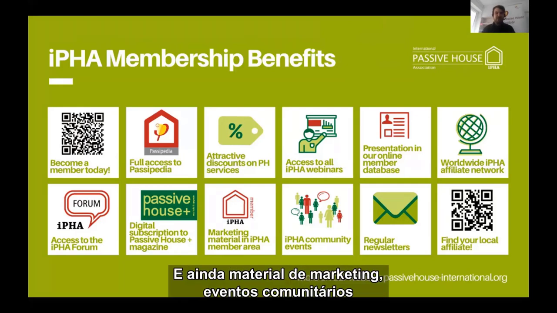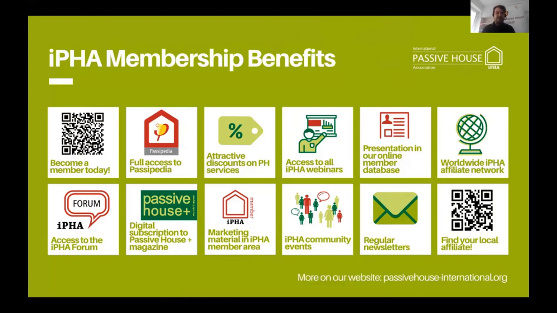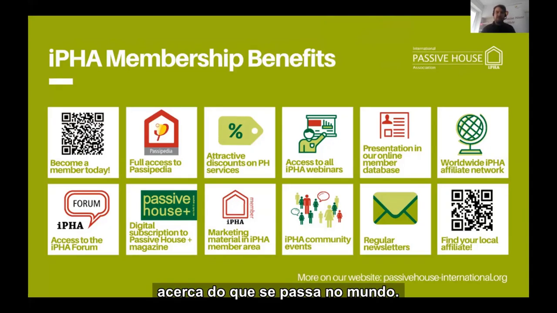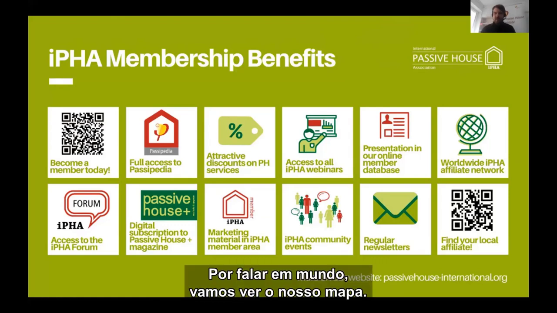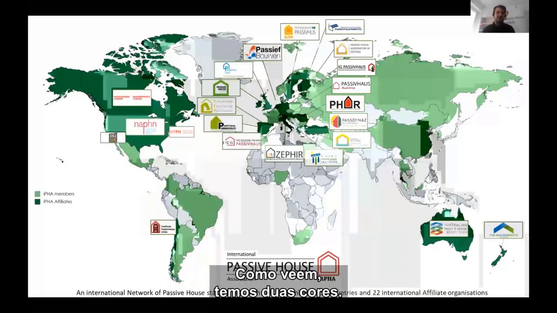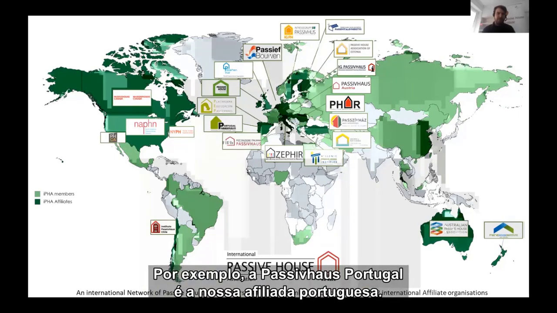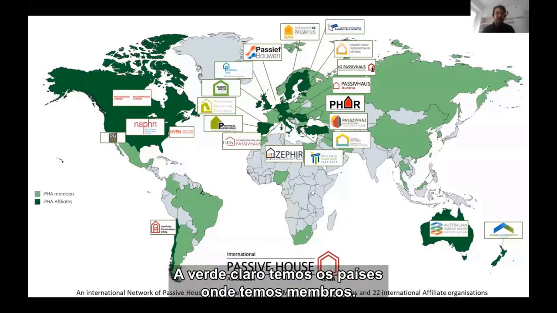Also marketing material, community events, and you get our regular newsletters in which we update everyone on what is happening around the world. Speaking of the world, a quick look at our maps. You can see we have two colors here. The dark green are countries where we have an affiliate organization, for example, Portugal Passivhaus, our Portuguese affiliate, and the light green color is countries where we have members.